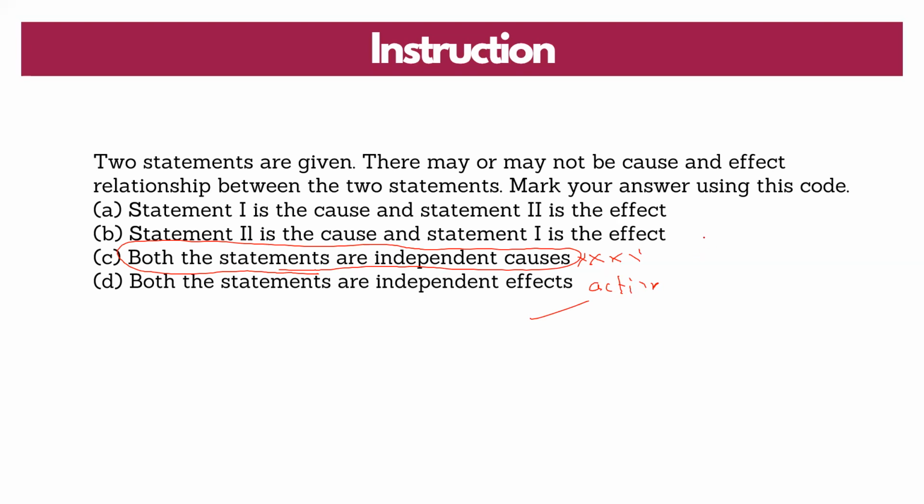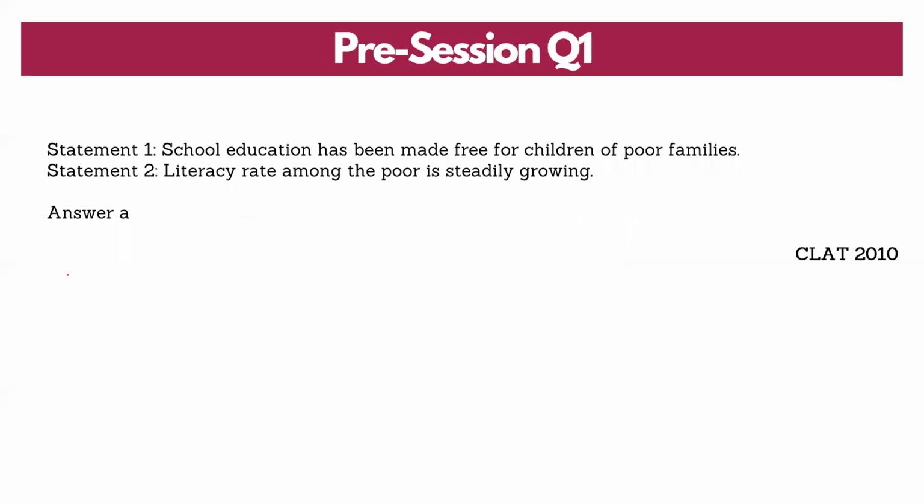What other thing I would like to point out here is that if you are sure that there is no cause and effect relationship between the two sentences, if you are sure that A and B are not the answer, and if you are left with C and D, please mark D. Chances of you getting it right will be much higher. Let us see the questions.